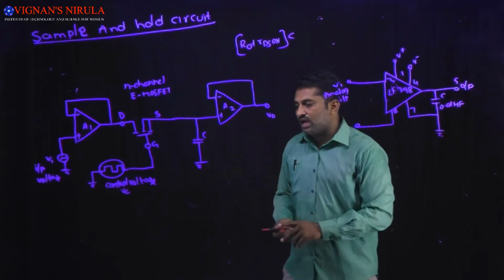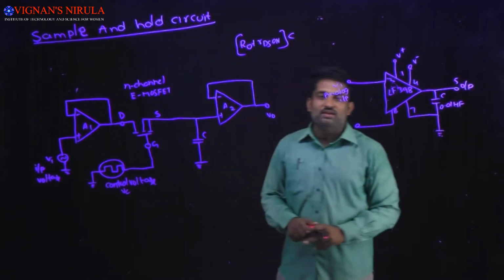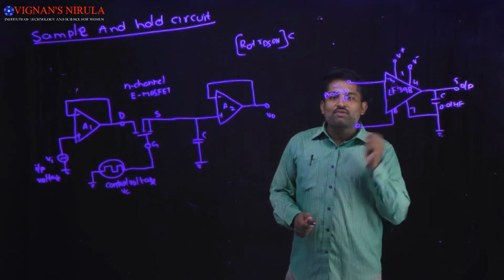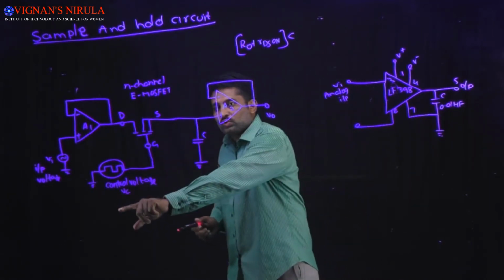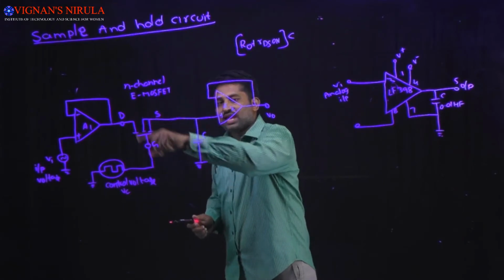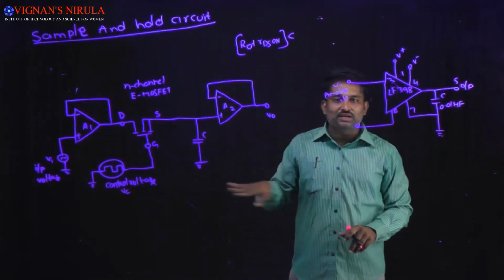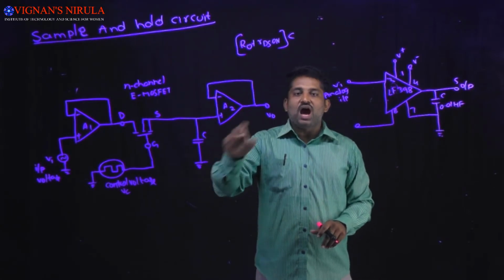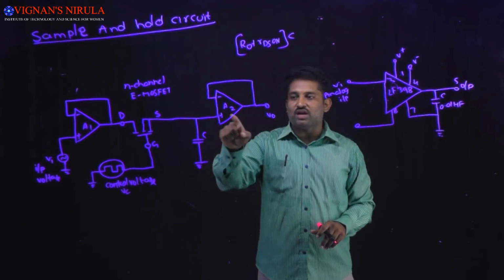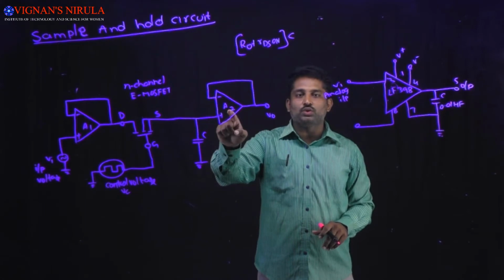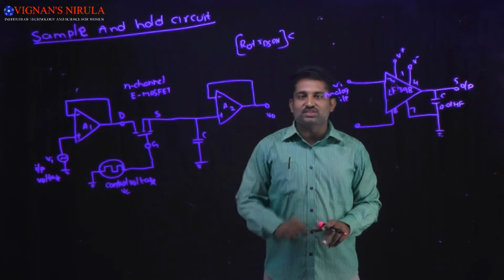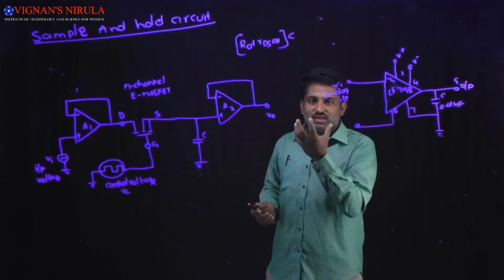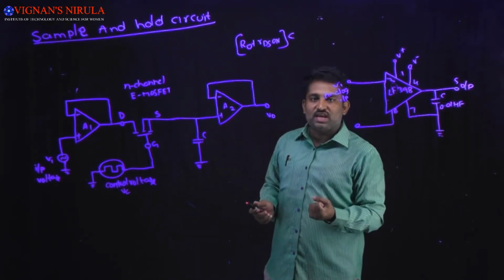Coming to the second case: whenever the control voltage is 0, what happens? The N channel E MOSFET is turned off. Then the capacitor C faces the high input impedance of the voltage follower circuit A2. Because of this, the capacitor doesn't discharge, and the voltage across the capacitor is held in this case.